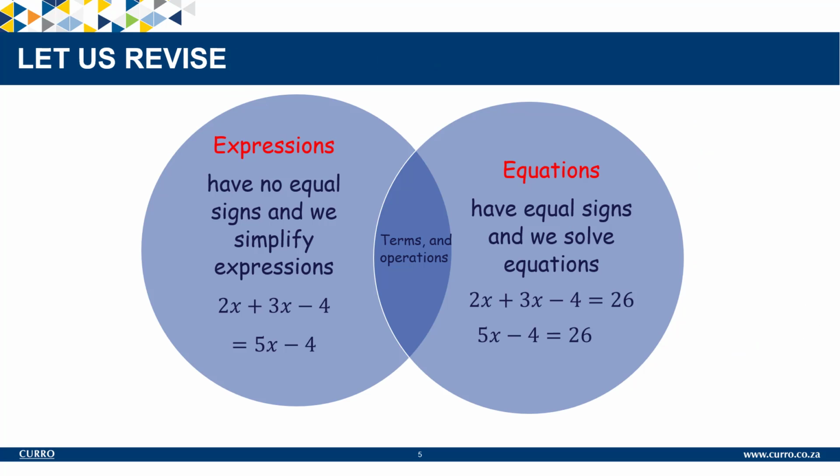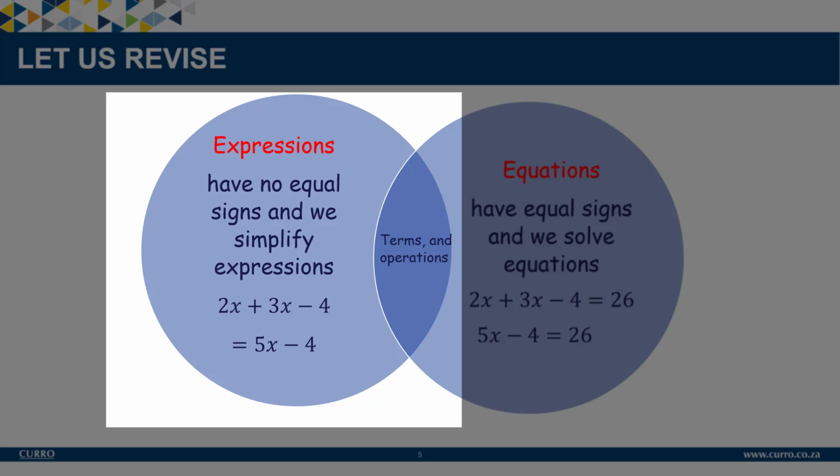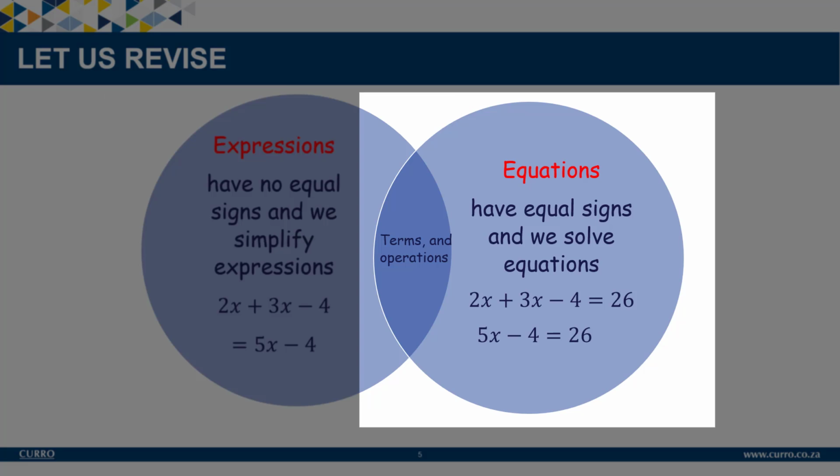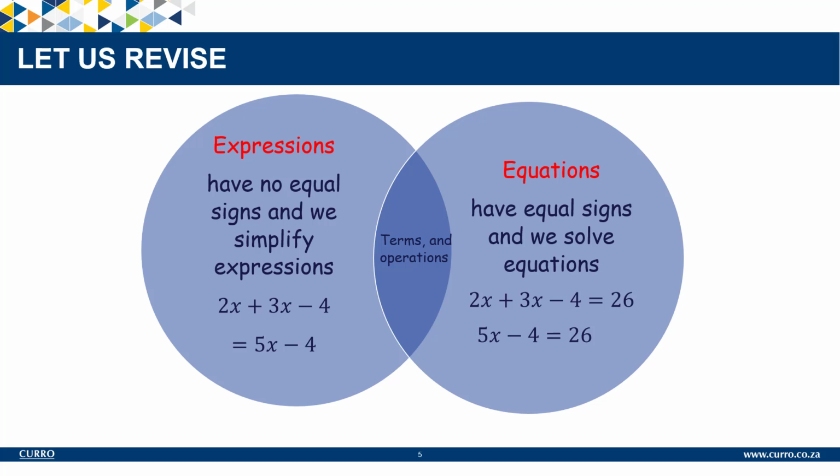Let us revise. What is the difference between expressions and equations? Expressions have no equal signs, and we simplify expressions. So if there are equal signs, they are on the left-hand side, and they just show a simplified version of the expression. While equations happen when we've got an expression equal to another expression. In other words, there's a relationship between the two expressions, and the left-hand side must be equal to the right-hand side. So we have to find the value for the unknown, in this case x. So we solve equations to find the value of x.